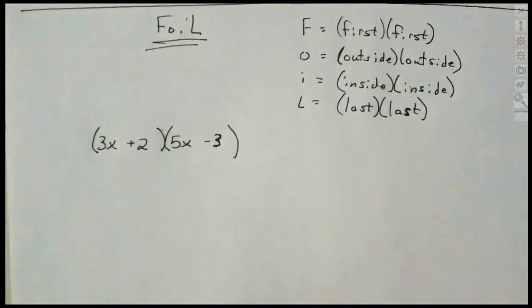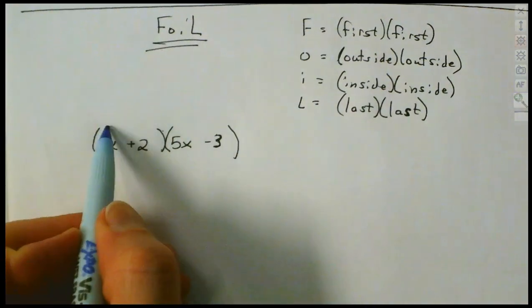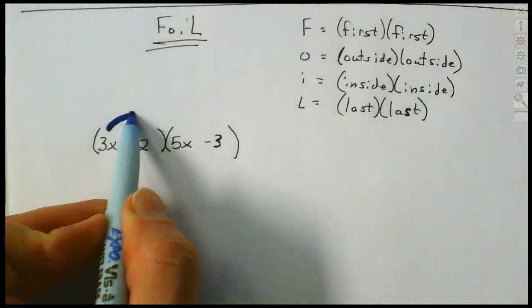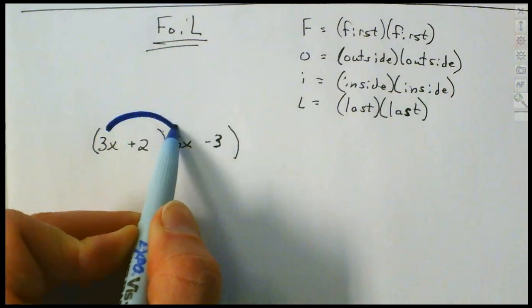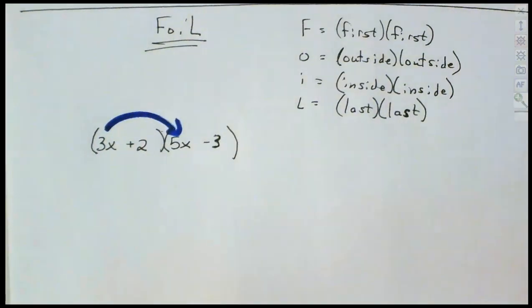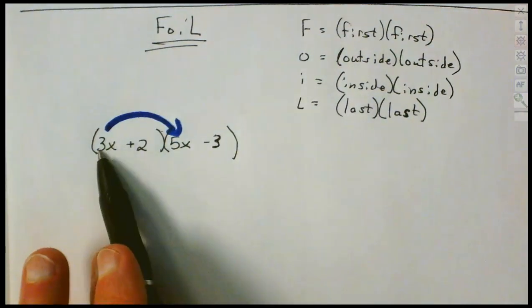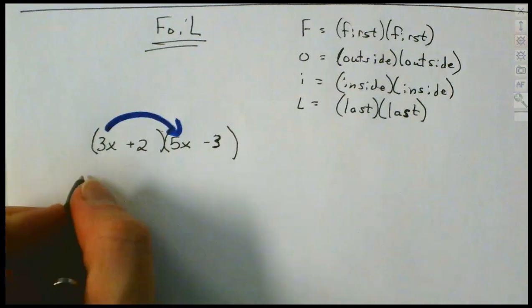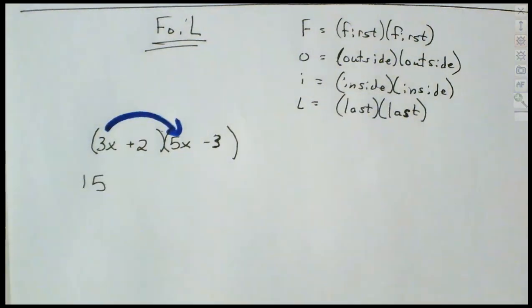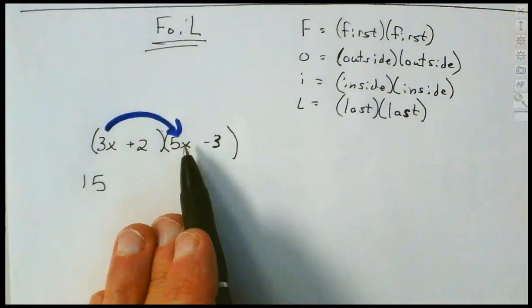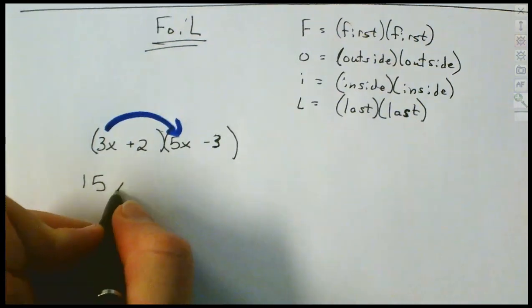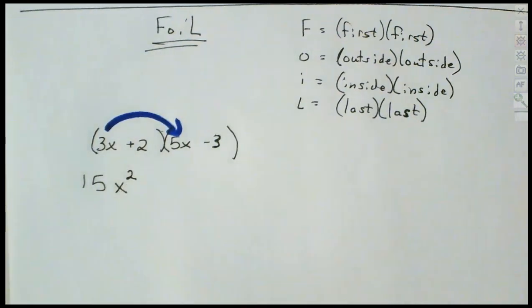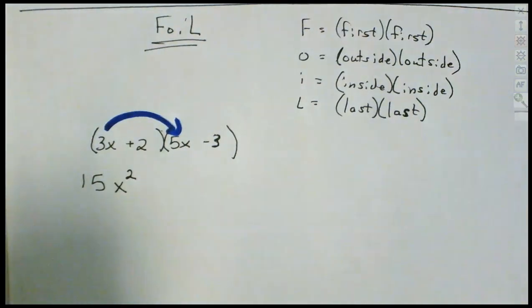So first times the first. Okay, that means we take the first in each grouping and we multiply them together. So we use arrows to represent these. First times first. What would that be? 3 times 5 makes it 15. And x times another x is going to make x squared. So the first piece is going to be 15x squared.